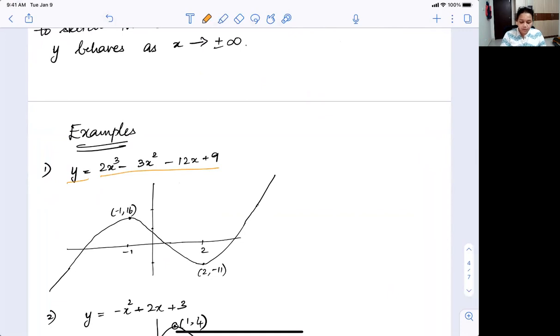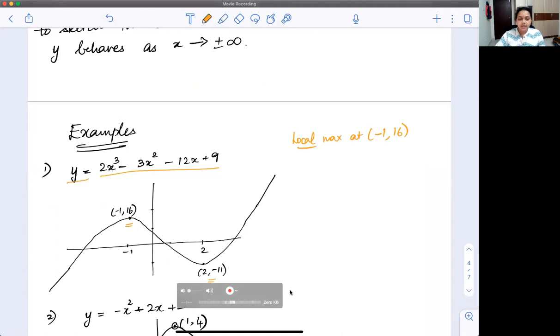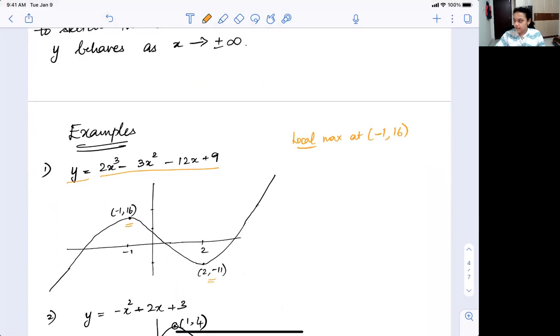And we have two critical points, one which is at minus 1, 16, and another one which is at 2, minus 11. Now we have a local maximum at minus 1, 16. Does this function have a global maximum? Maybe this graph is insufficient to understand that, so let's check it out. So let's go to Desmos and let's plot and see what's happening.